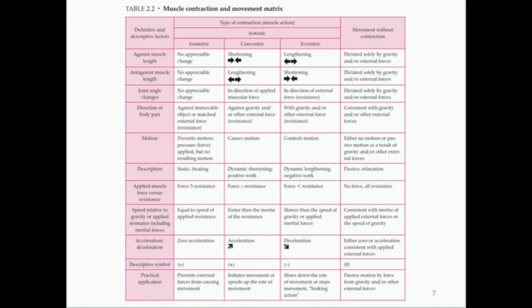One other thing that's also probably important is acceleration versus deceleration. For isometric contractions, obviously there's no acceleration of the object because there's no change in length of the muscle. It doesn't move. But concentric contractions are usually for accelerating something, and they tend to cause motion. Okay? Eccentric contractions are usually used for decelerating, and they tend to control motion.